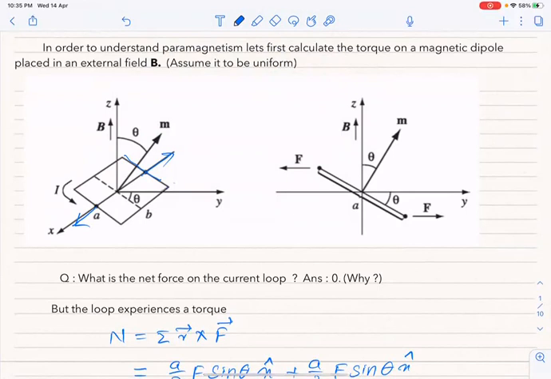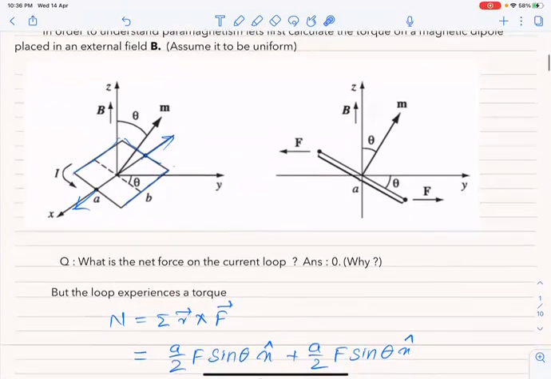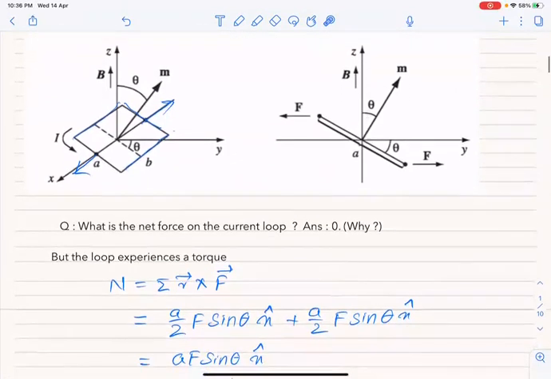Similarly, if you consider these two sides, the B side, again the forces will be equal and opposite. However, because of the tilt, this force will exert a torque. So the loop will experience a non-zero torque. Okay, that's important. And how do you calculate the torque? Well, a torque is nothing but R cross F. So the torque is nothing but R cross F, and you sum over the terms.